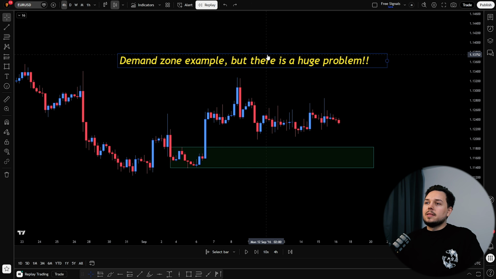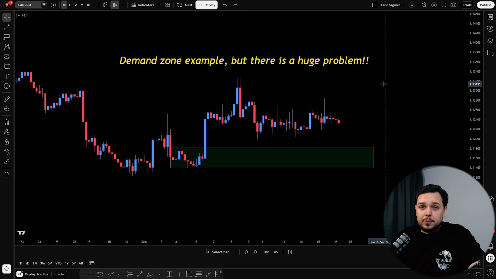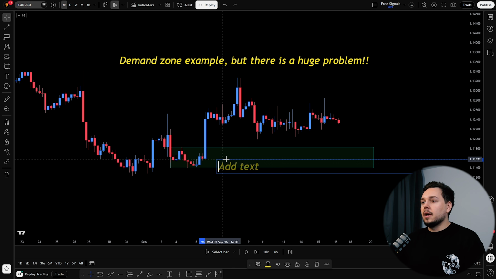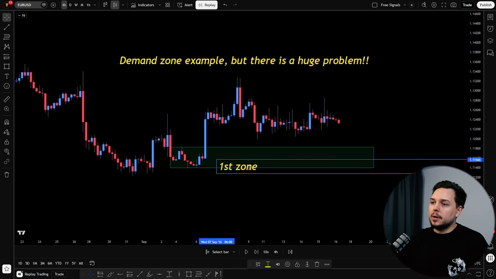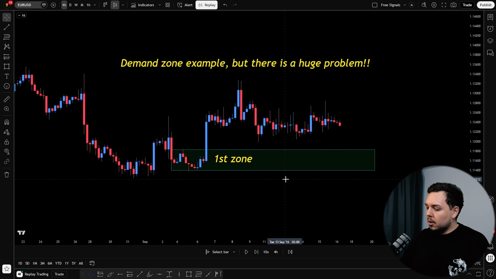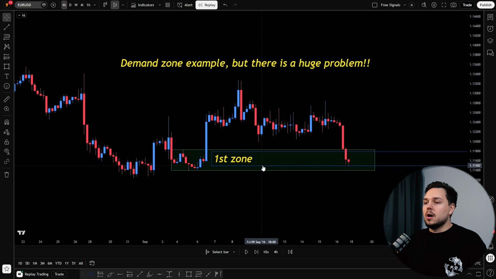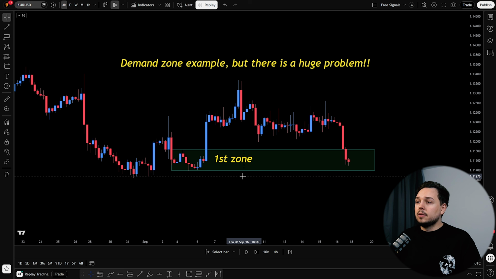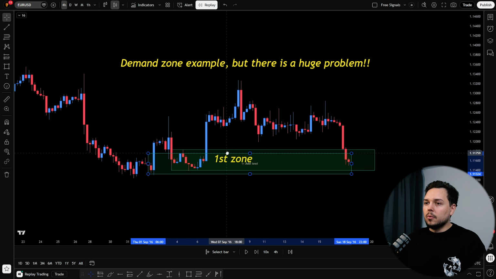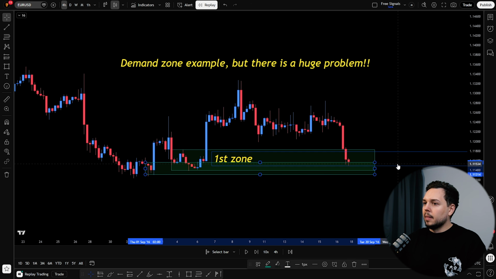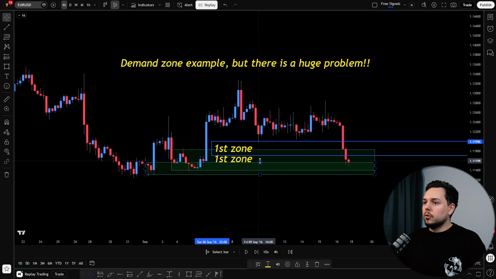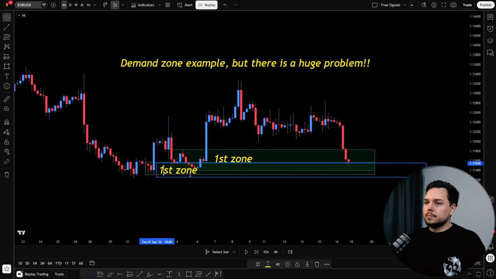Okay, now let me give you a demand zone example, but there's a huge problem. The problem is, what if you have two zones instead of one? For example, this is my first zone, right? Zone 1. And the market pushes towards the downside and reaches our zone 1. We typically should enter this trading position for a buy, which is totally fine and reasonable. However, we have another zone right by, somewhere around this area, just over here, which is your zone 2, right? So two zones, first and second, over here.